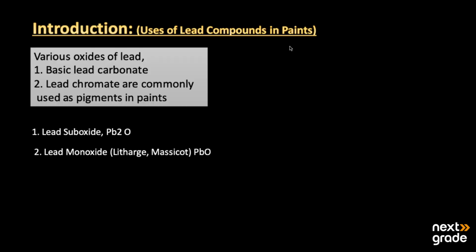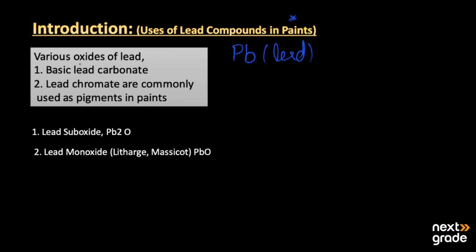So, the topic we are going to discuss is the uses of lead compounds in paints. Now, lead is an element found in the periodic table, and if I write its symbol, it is denoted by Pb, which is called lead. There are a lot of lead compounds that are used in our daily life in the production of paints.